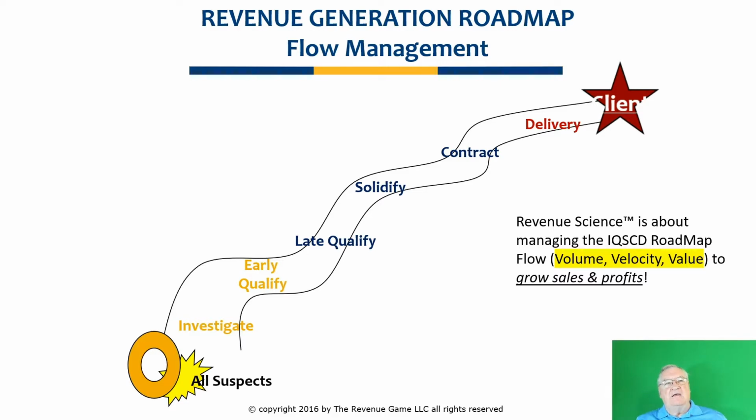This is the I standing for investigate, Q standing for qualify, S standing for solidify, C standing for contract, and D standing for delivery. IQSCD. And after 40 years of research, this is the process by which people, being buyers, acquire things, and where wise sellers sell things. We'll go deeper into that in a few minutes, but from a buyer's frame of reference, this is what they do.